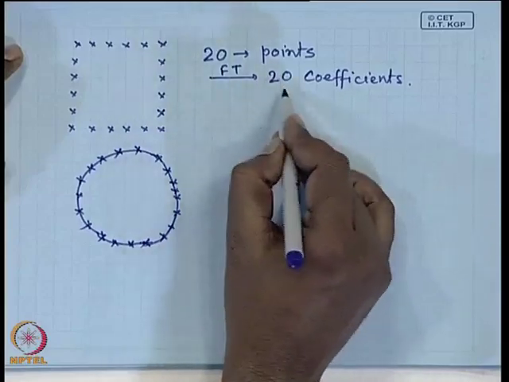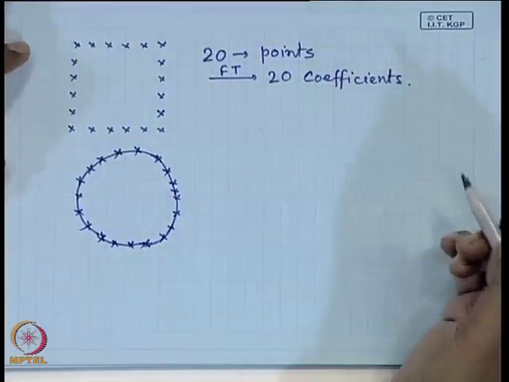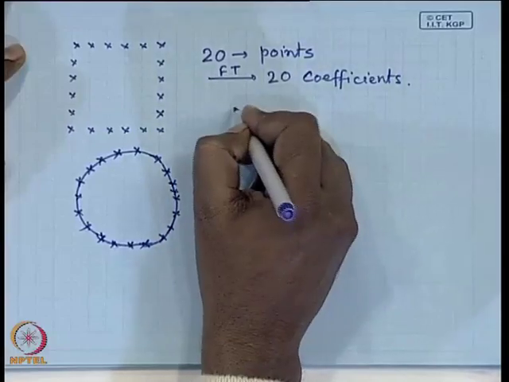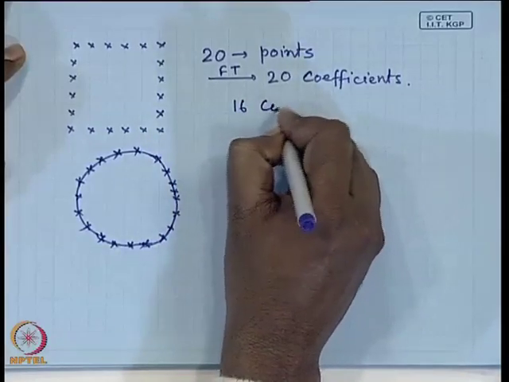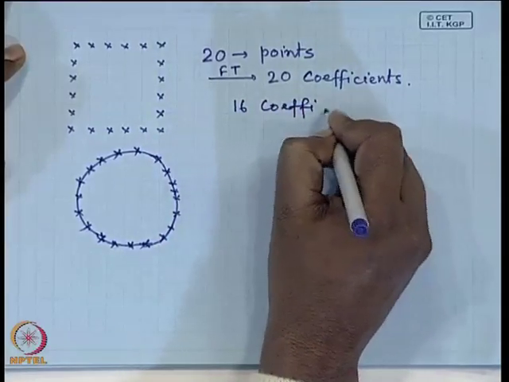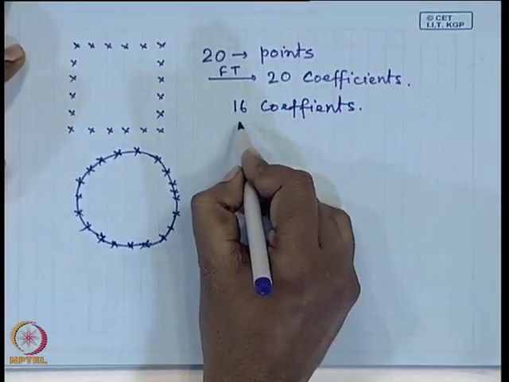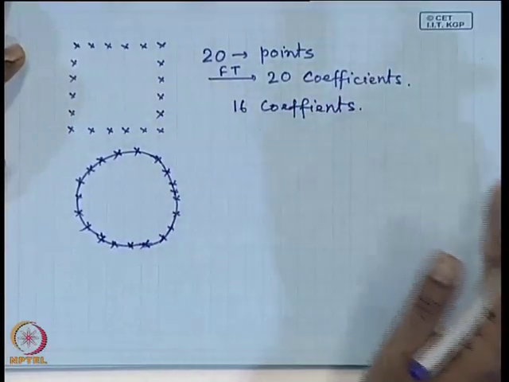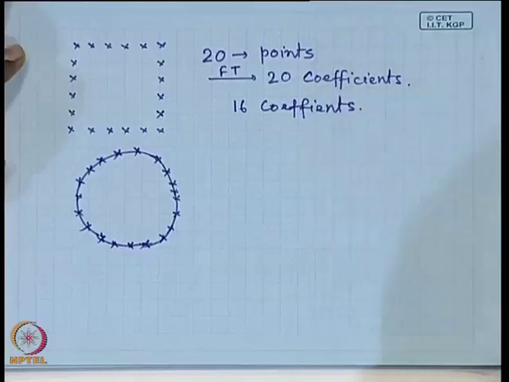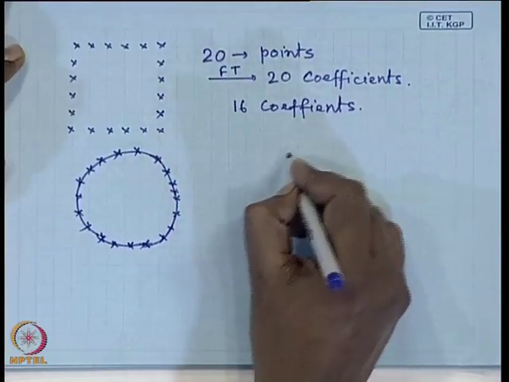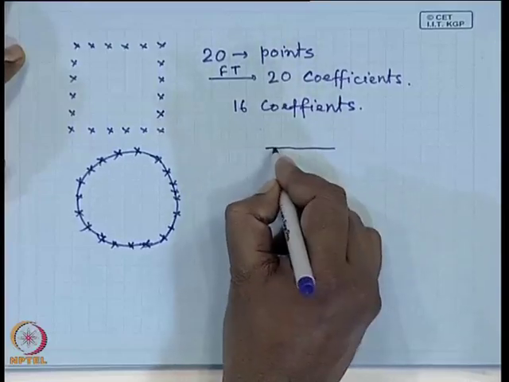So, your boundary will be a uniform boundary. Whereas, if instead of just 1 or 2, I decide that I will retain say 15 or 16 coefficients, and take the inverse Fourier transformation using those 16 coefficients, making the remaining 4 coefficients equal to 0, then the reconstructed boundary in that case will be something like this.